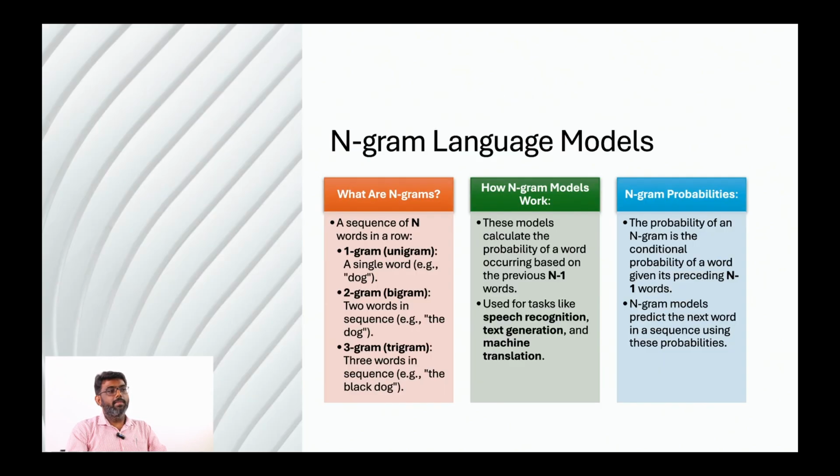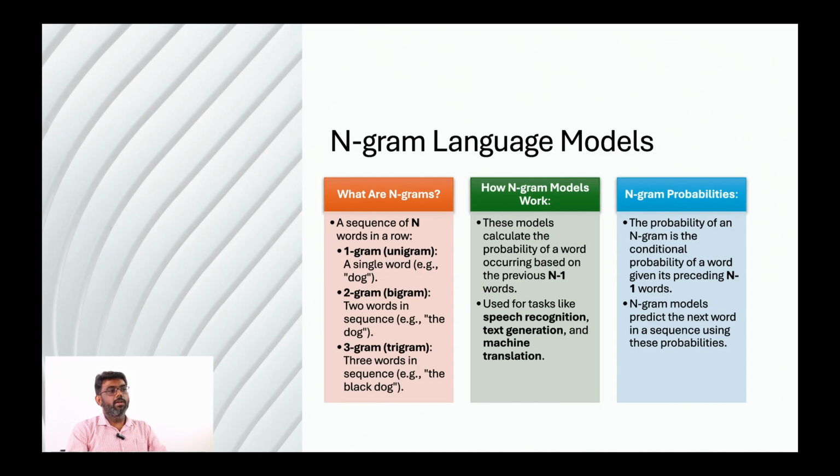Next is the N-gram language models. Now, let's move on to the N-gram language models, a popular approach in probabilistic language modeling. What are N-grams? An N-gram is a sequence of N words in a row. For example, a 1-gram, that is called unigram, might be just the word dog. A 2-gram, which is bigram, could be the dog. A 3-gram, it's trigram, might be the black dog.